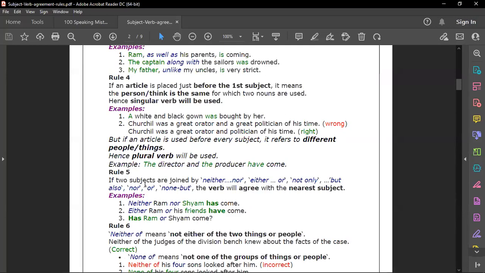Also not or, none but, the verb will agree with the nearest subject.